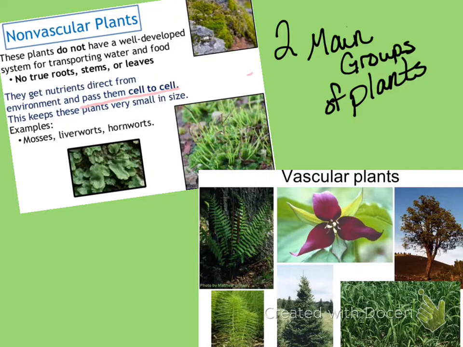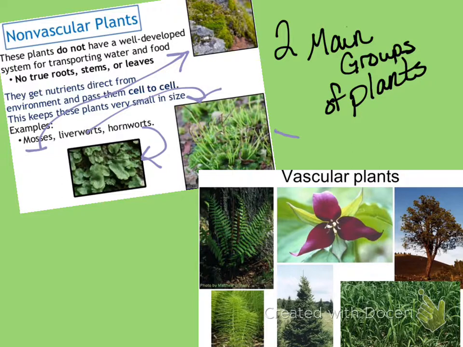So, the three main groups of the non-vascular plants are your mosses, which are over here. We have our liverworts, which are located here, and then the hornworts that are here. So when you look at these, we have a lot of distinctive characteristics that are the same, and a lot of them that are different.